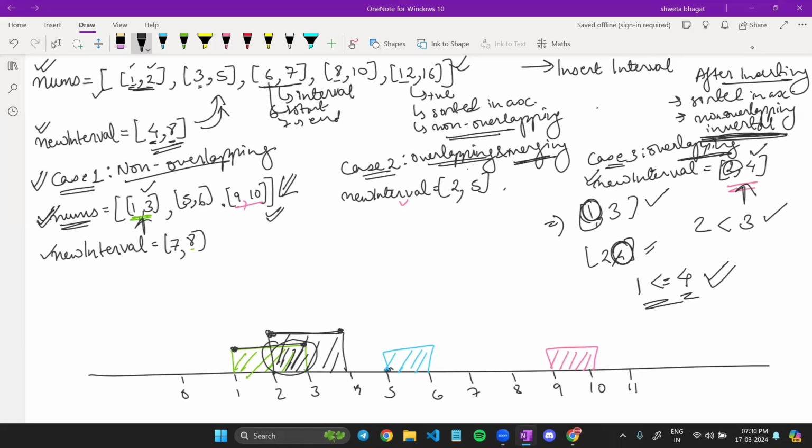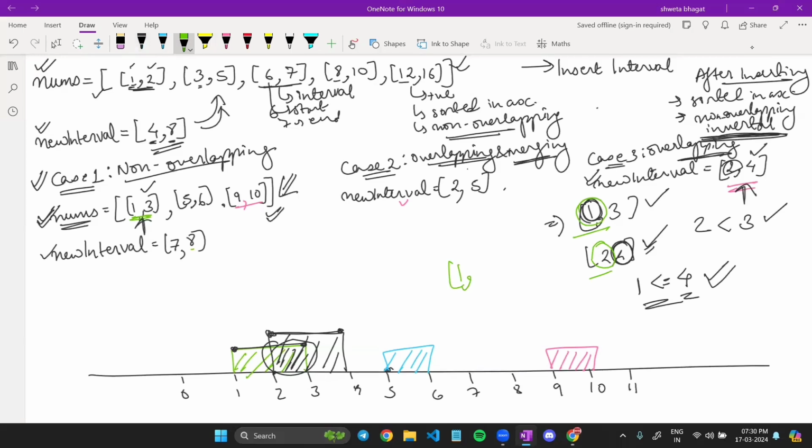It means that the existing interval and the new interval are overlapping. So what do we have to do? We have to merge them. So how do we merge them? We first take the start of the new interval. For taking the start of the new interval, we take the minimum of the start of both the intervals. So what would be the minimum of 1, 2? The minimum of 1, 2 would be 1.